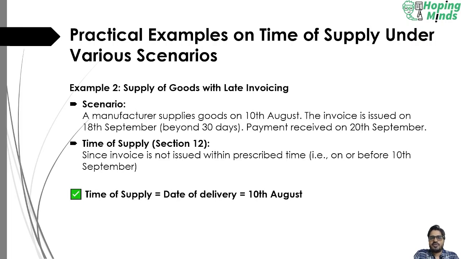Next we have supply of goods with late invoicing. A manufacturer supplies goods on 10th of August. The invoice is issued on 18th of September, that is beyond 30 days from the date of supply, and payment is received on 20th of September. In this case, since the invoice is not issued within the prescribed time, that is on or before 10th of September, that is within the 30 days from the date of supply, the time of supply will be the date of delivery, that is 10th of August.